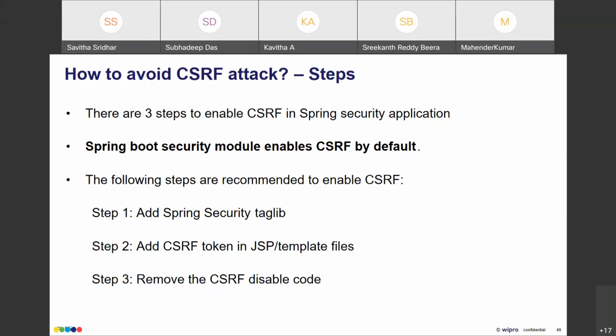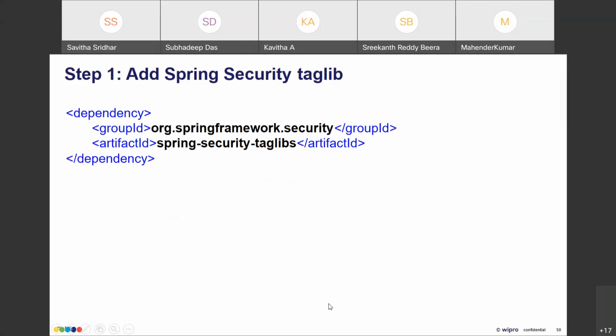One is, in your views, you can add the Spring Security Taglib, and you can add the CSRF token in your JSP file or your template files. For whatever reason, in case CSRF was disabled, you will remove that CSRF-disabled code so it becomes enabled for you. So how? Look at this. If you want to use the CSRF tags, first and foremost, you have to add the Spring Security Taglibs dependency in your app.